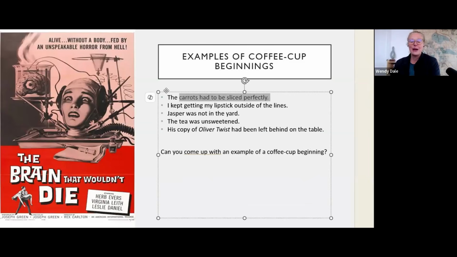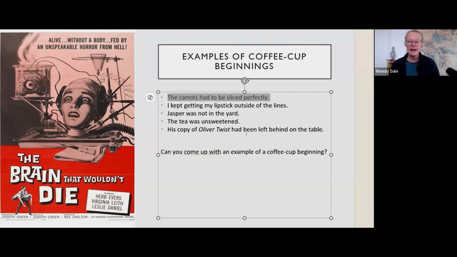This comes from, so this is what I was talking to Julie. The carrots had to be sliced perfectly. Julie was struggling with the scene and I'm like, just start with the damn carrots. Put your point of view somewhere interesting in that scene and just start, go from there.